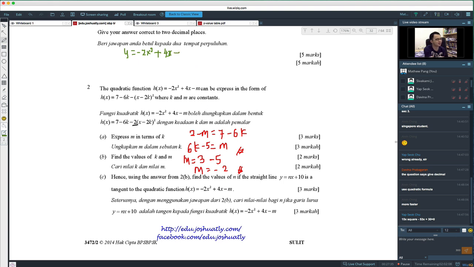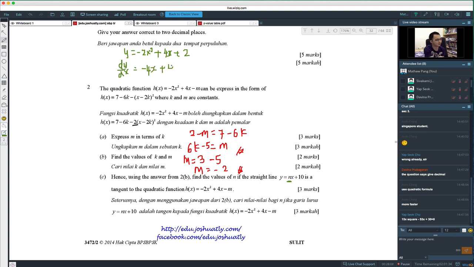Because the question asks you to find the values of n. So I know n is the gradient. N is the gradient. So if n is the gradient, what I will need to do is dy/dx over here to find the gradient. So I will do dy/dx. Is there any other way? It is tangent to the quadratic. Okay, so I will differentiate, and I will get -4x plus 4.